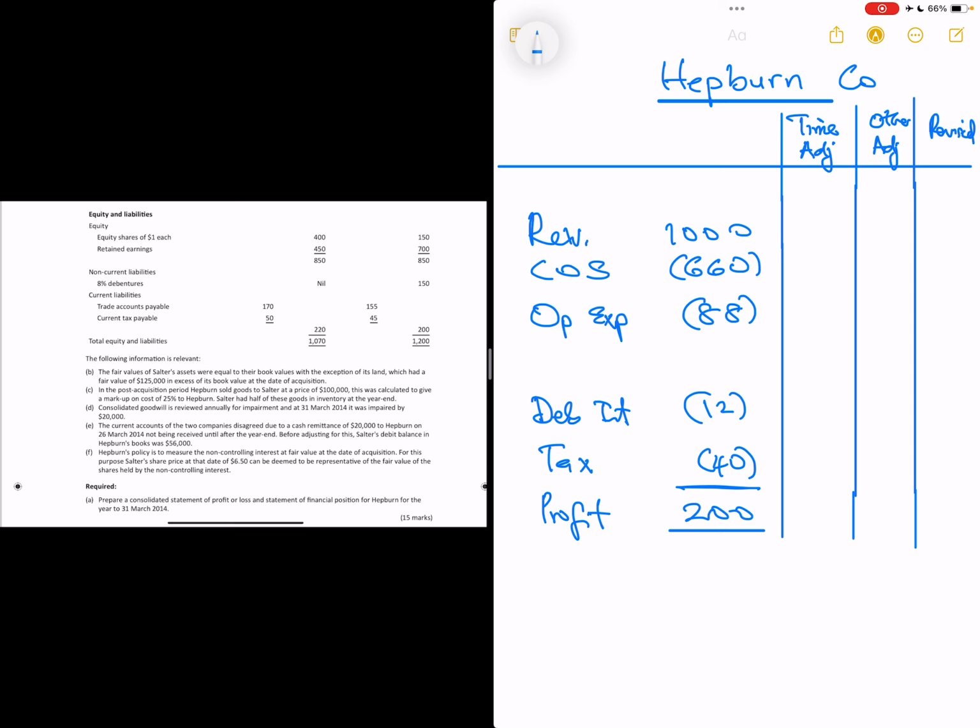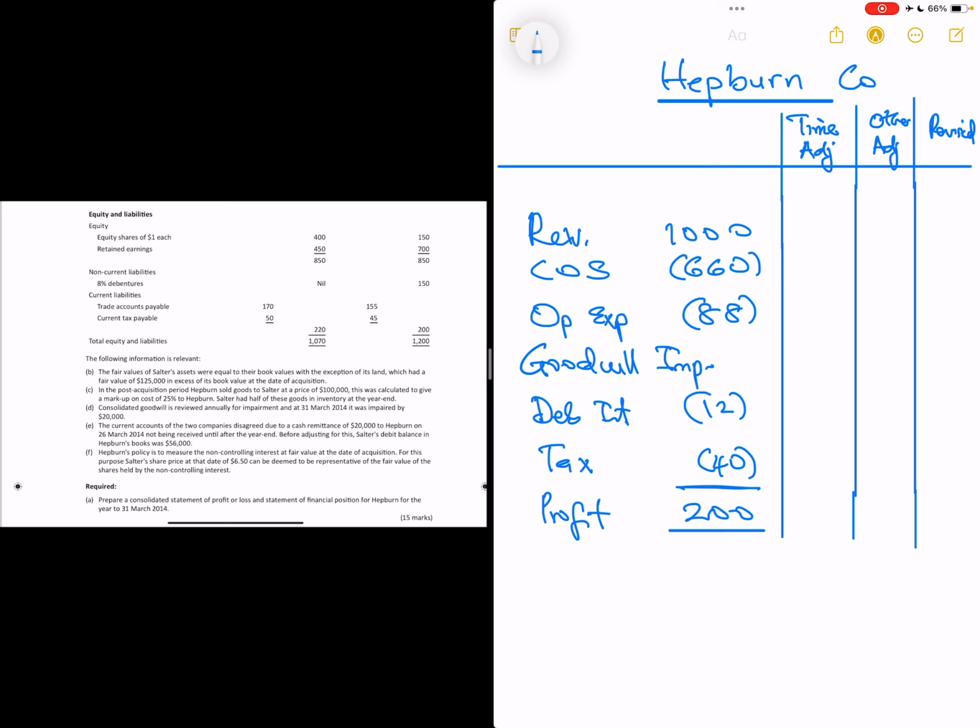Likewise, note D says that goodwill has been impaired by $20,000. And look at these questions. If you go to note F, NCI is measured at fair value, which means this impairment will need to be adjusted for in the subsidiary financial statement. So we'll need our goodwill impairment. Need to take note of that. And note E is on intercompany AP and AR, so that would not affect our profit or loss account.